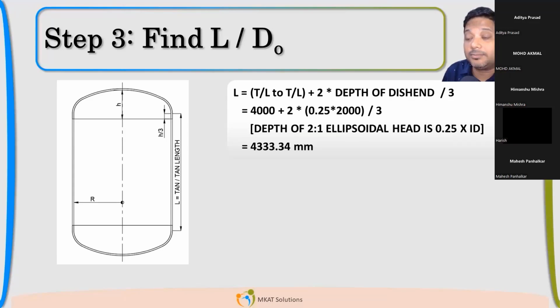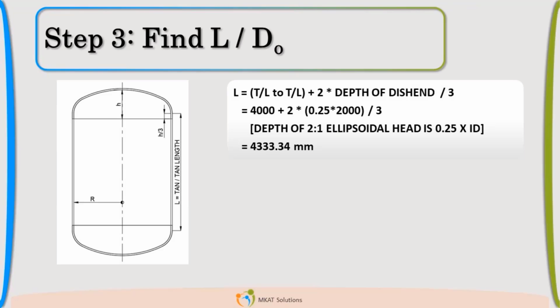It is very easy to find for 2:1, but for torispherical, you need a proper formula to find H by 3 or the depth of the head. For elliptical, it is ID by 4. So 0.25 ID is the depth of a 2:1 elliptical. So what we got as a total L for external pressure is 433.34 mm. Now I have the D naught by T ratio and the L by D naught ratio. Where should I go now?